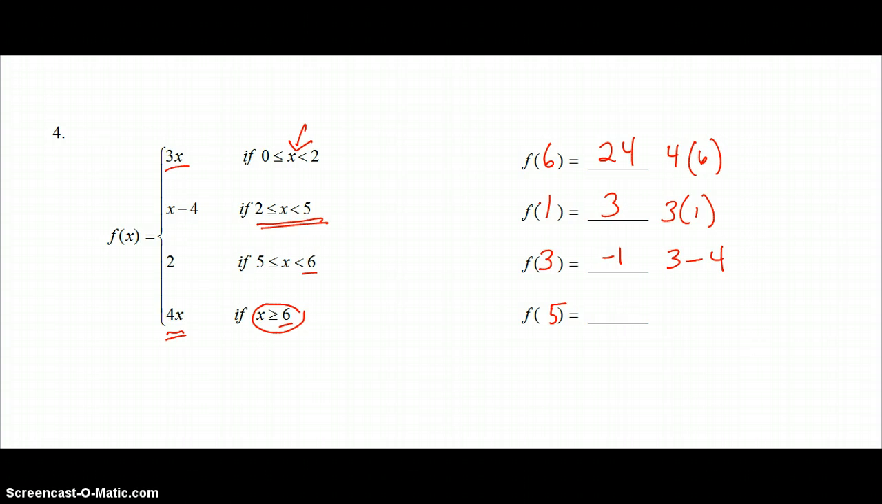And my last one, f of x where x is 5. I'm going to use this one because this is where it equals 5. Here it's just less than 5. So at any value of x in this piece of the graph, my y value, or my function, will be 2.